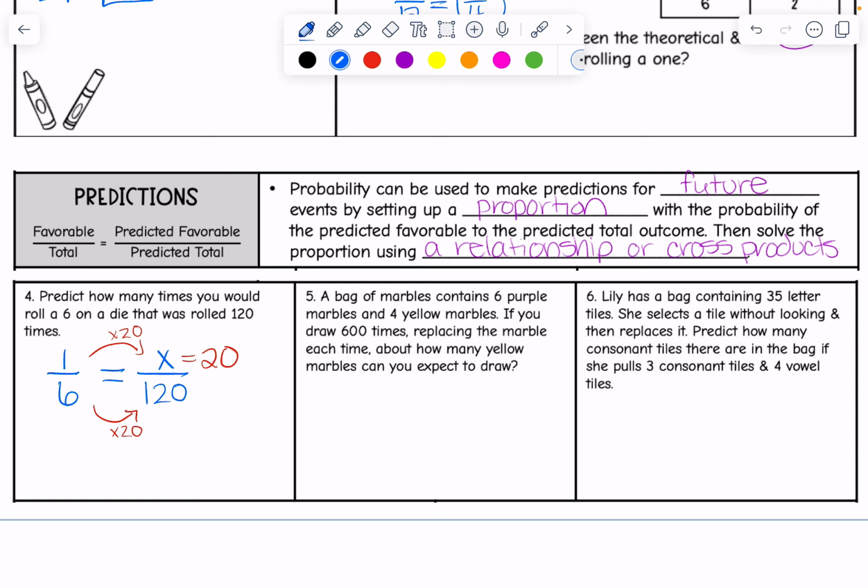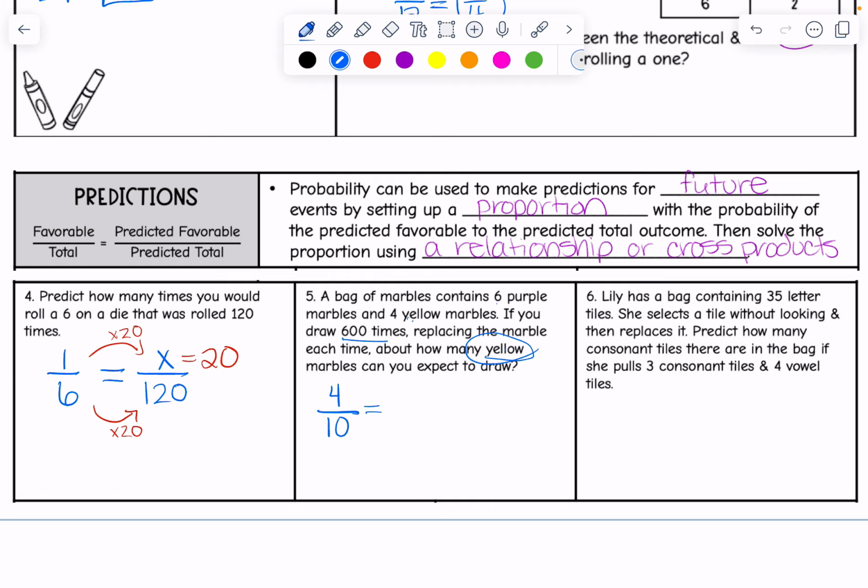Number 5, a bag of marbles contains 6 purple marbles and 4 yellow marbles. If you draw 600 times, replacing the marble each time, about how many yellow marbles can you expect to draw? So yellow marbles, we have 4 yellow marbles out of a total of 10. I'm getting that number because there are 6 purple and 4 yellow. So altogether I have 10 marbles. So right now the probability that I would randomly draw a yellow is 4/10.